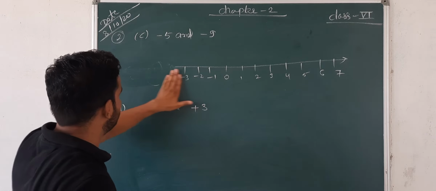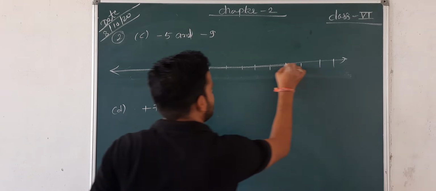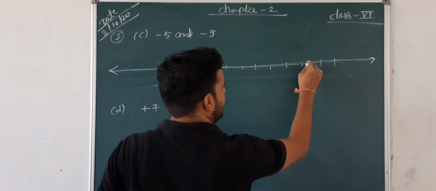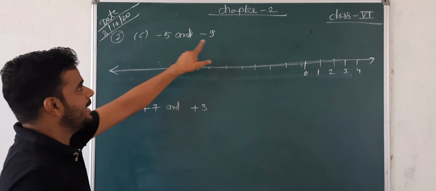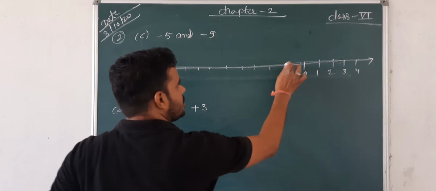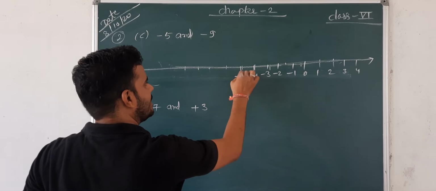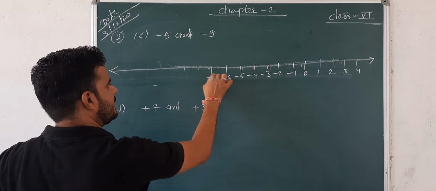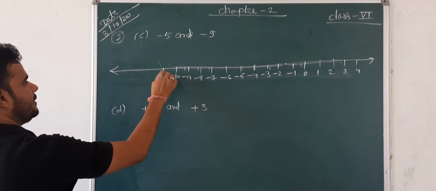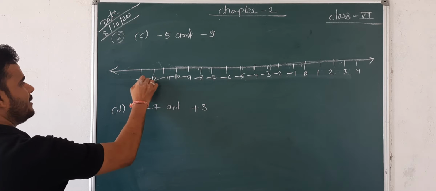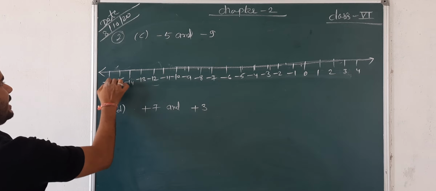You have to write 0 here. 1, 2, 3, and 4. Because negative numbers go till negative 9, so we will write here negative 1, negative 2, negative 3, negative 4, negative 5, negative 6, negative 7, negative 8, negative 9, negative 10, negative 11, negative 12, negative 13, negative 14, negative 15, and negative 16.